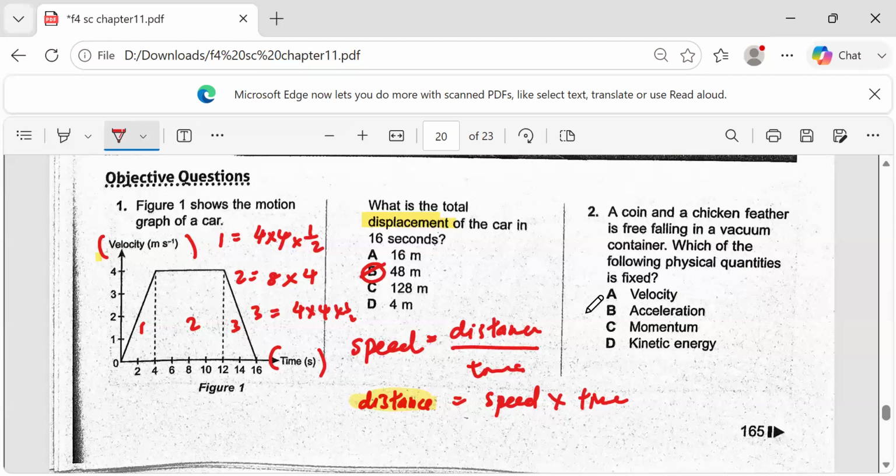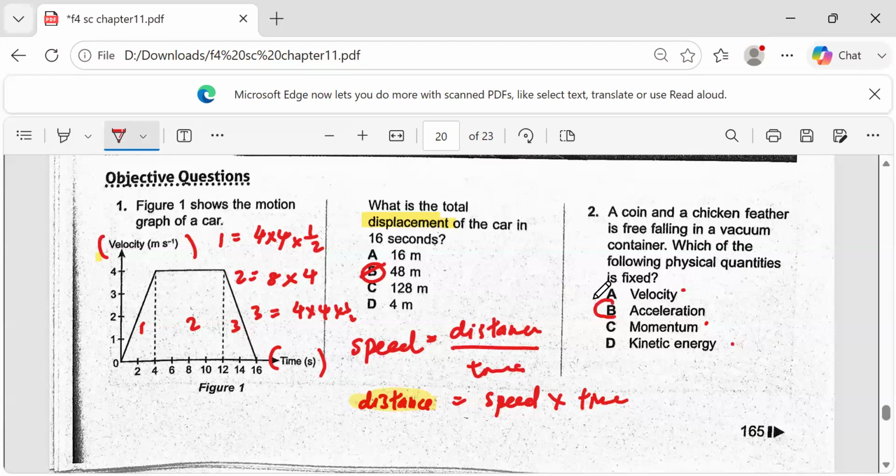Velocity is meter over time, right? Acceleration is the change in velocity. This one and this one can depend on mass. Only one thing depends on gravity. Which one is that thing?